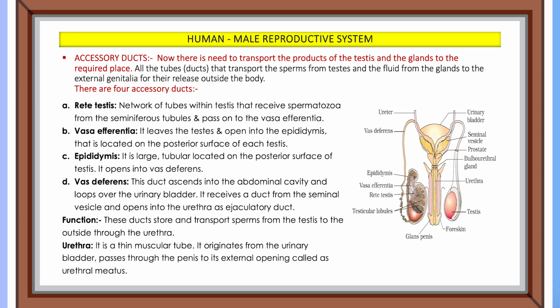The function of these ducts, the rete testis, the epididymis, the vas deferens, is to transport the sperms from the testis to the required organ. Now the last is the urethra. The urethra is a thin muscular tube. It originates from the urinary bladder and passes through the penis to the exterior in the opening called the urethral meatus.